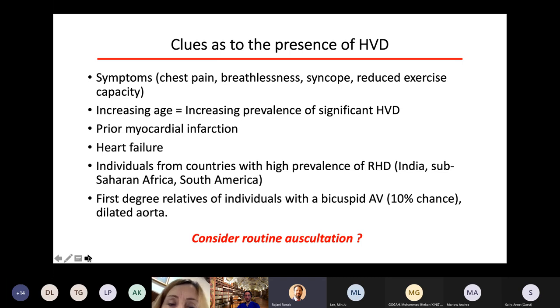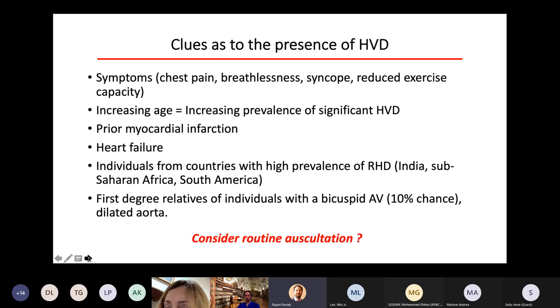Now, bear in mind individuals from ethnic communities where there's a high prevalence of rheumatic heart disease, such as India, sub-Saharan Africa, and South America; these patients may have rheumatic mitral or aortic valve disease. And also, as Alexandros has mentioned, bear in mind first-degree relatives of individuals with a bicuspid aortic valve. There is a 10% chance that a first-degree relative may also have a bicuspid aortic valve. Also, if you see an individual who has a dilated aorta, always look at the echo report as to whether or not the patient has a bicuspid valve, Marfan's disease, or a collagen abnormality, which may also predispose them to valve disease.